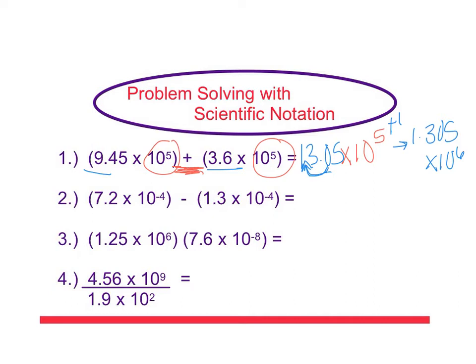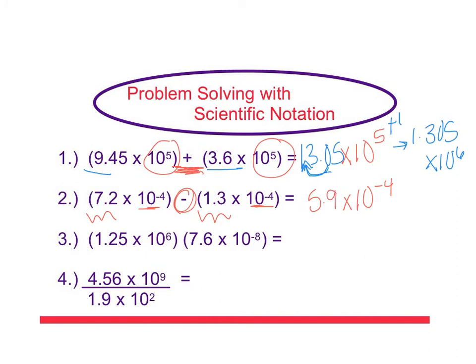Let's look at number 2. Number 2, we have a subtraction problem. So let's check our exponents. It's both times 10 to the negative 4th and times 10 to the negative 4th. So let's go ahead and write that as part of our answer, times 10 to the negative 4th. And then we're going to subtract our 2 decimals, 7.2 minus 1.3, and we get 5.9.